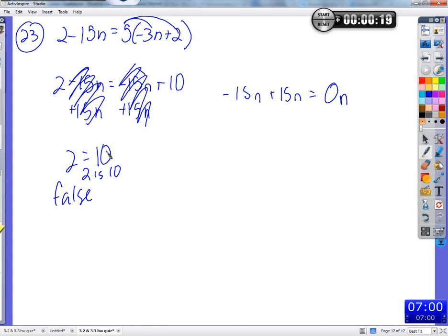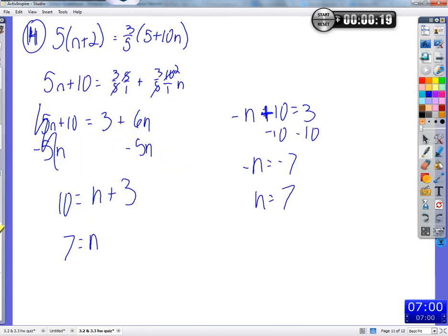Well, for this to be true, 2 would have to be equal to 10. It's not. 2 is not equal to 10. It's false. So here's a question I'm going to ask. I'm going to go back here. I'm going to remind us what we just said about solutions.